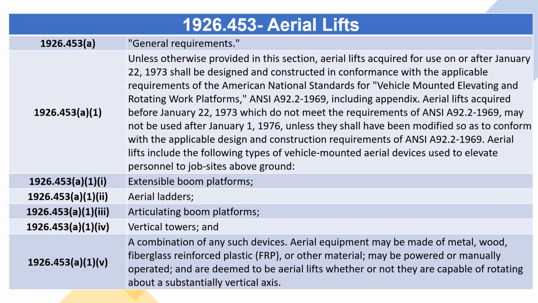1926.453(a) General requirements. 1926.453(a)(1): Unless otherwise provided in this section, aerial lifts acquired for use on or after January 22, 1973 shall be designed and constructed in conformance with the applicable requirements of the American National Standards for Vehicle-Mounted Elevating and Rotating Work Platforms, ANSI A92.2-1969, including Appendix.